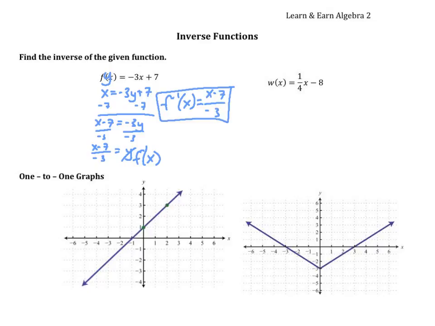Let's look at the second function. Again, this is y. I'm going to switch the x and the y. So I have x equals 1/4 y minus 8. And now I solve for y. So I'm going to add 8 to both sides. So I get x plus 8 equals 1/4 y. Now I'm going to divide both sides by 1/4. So I get y equals x plus 8 divided by 1/4.